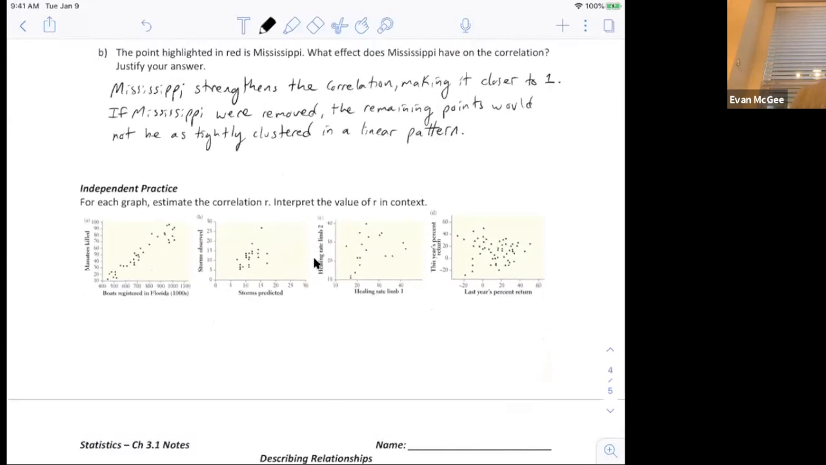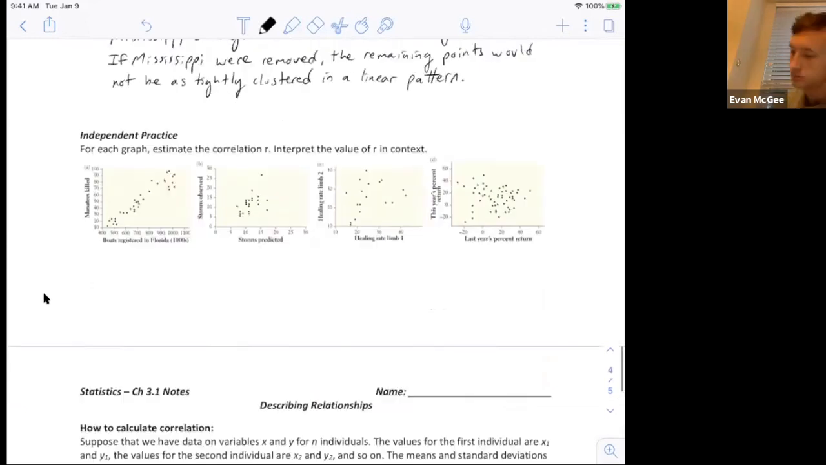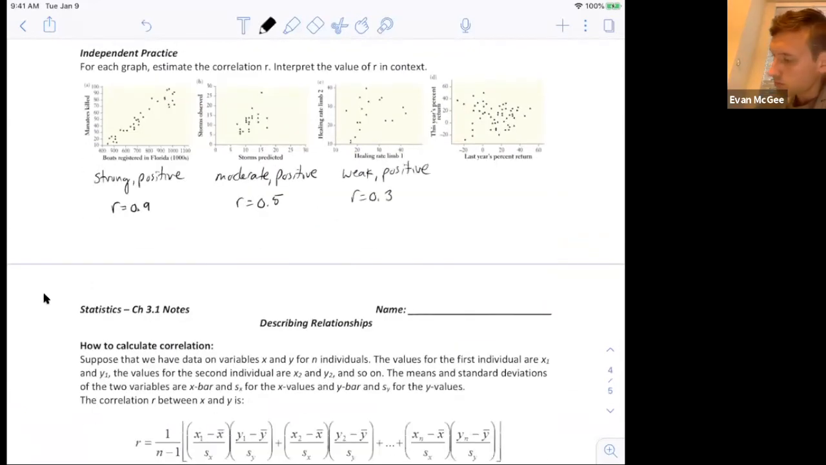Go ahead, pause the video if you want, and see if you can estimate what you think the correlation is for these graphs here at the bottom. So you can see these graphs are getting weaker and weaker as we move from left to right.